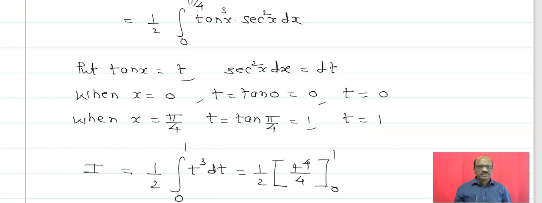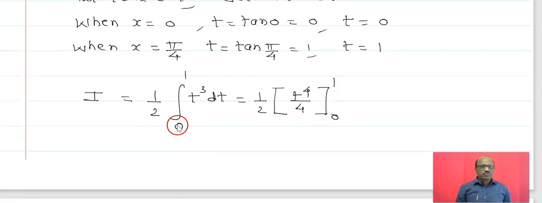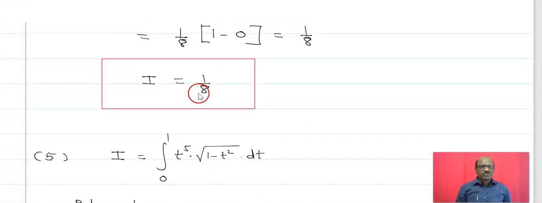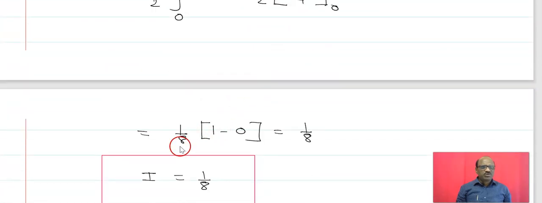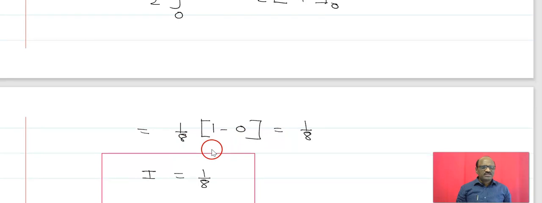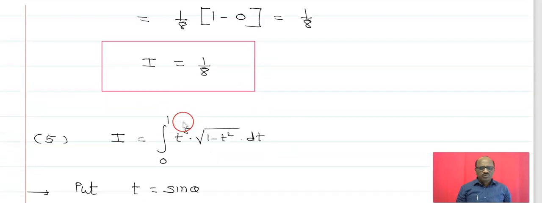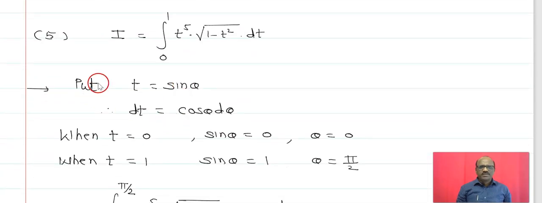In this way, our integral becomes 1 upon 2 times the integral. Therefore I is equal to 1 upon 2 integral 0 to 1 t cube dt. What's the integral of t raised to 3? It is t raised to 4 upon 4, from 0 to 1. We substitute the values, the upper limit is 1 and the lower limit is 0. That is 1 upon 8 times (1 minus 0), so I is equal to 1 upon 8. Now, problem number 5.